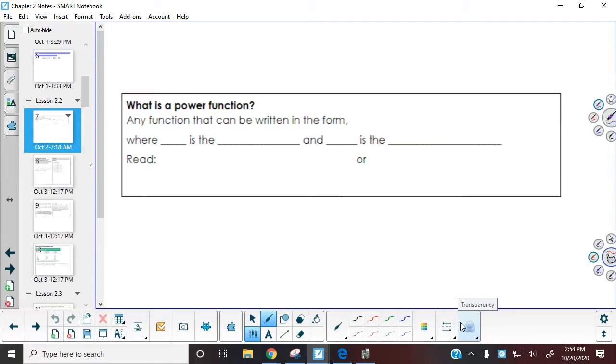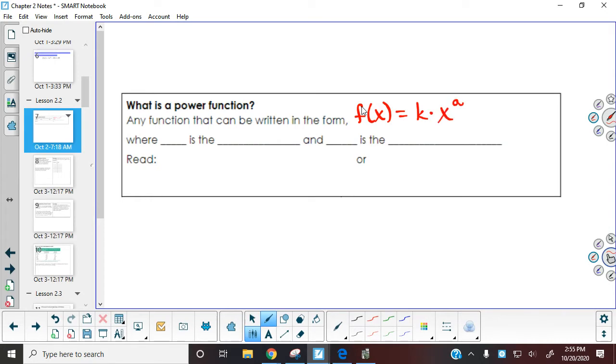So what we are looking at today is what's called a power function. When you guys are studying quadratics or cubic functions, that is actually a specific type of power function. A function that is considered a power function is just any function that can be written in the form f of x equals k times x to an a power.